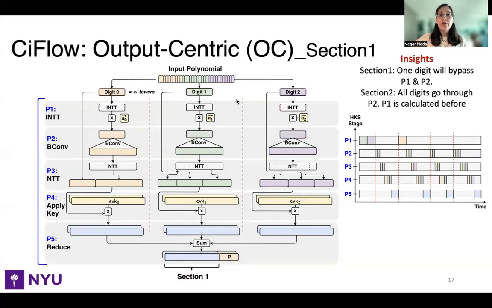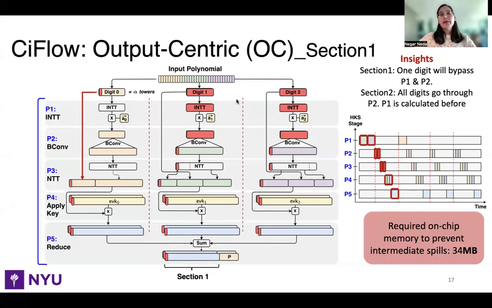Now we will show what the operations are, what the sequence of instructions is in section 1. As we mentioned, 2 digits will be loaded on chip, and only one tower from the left digit will be on chip, and it will bypass P1, P2, and P3. So these 2 digits will go through inverse NTT, we will do bconv, we will generate one tower, and then we will multiply one tower per digit with the key, and add them together for the final output.